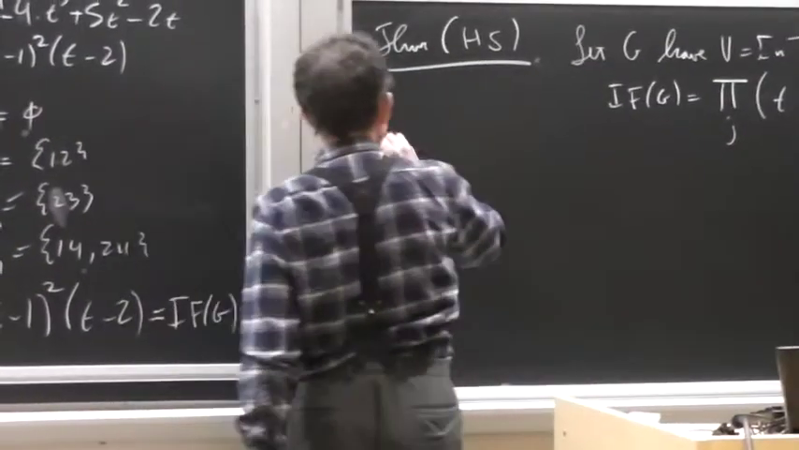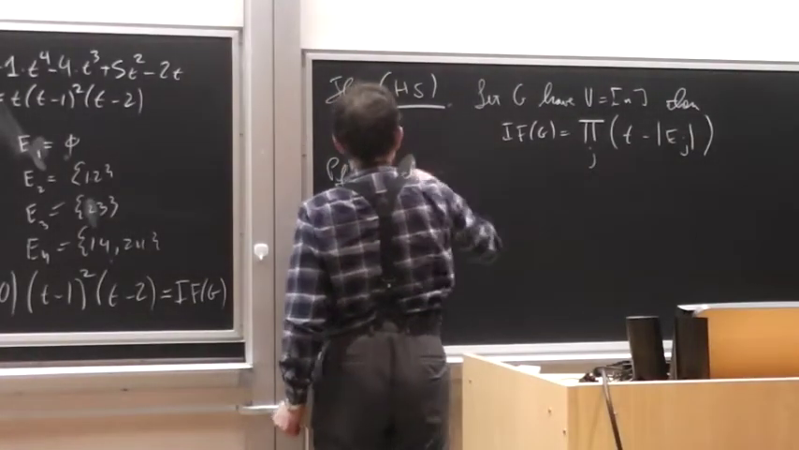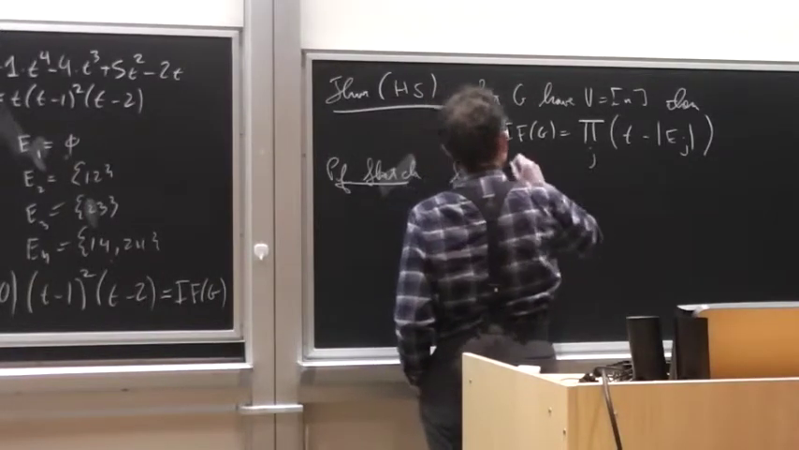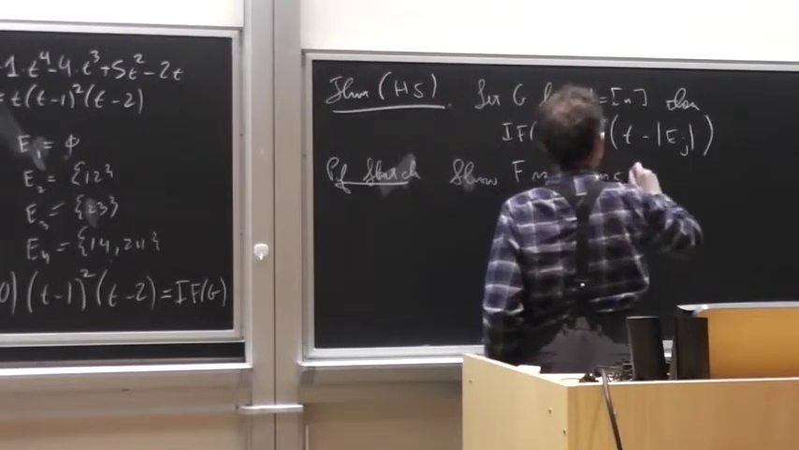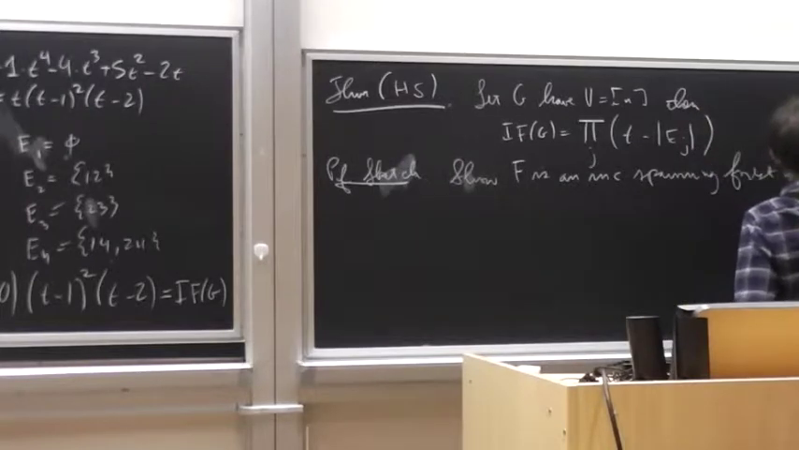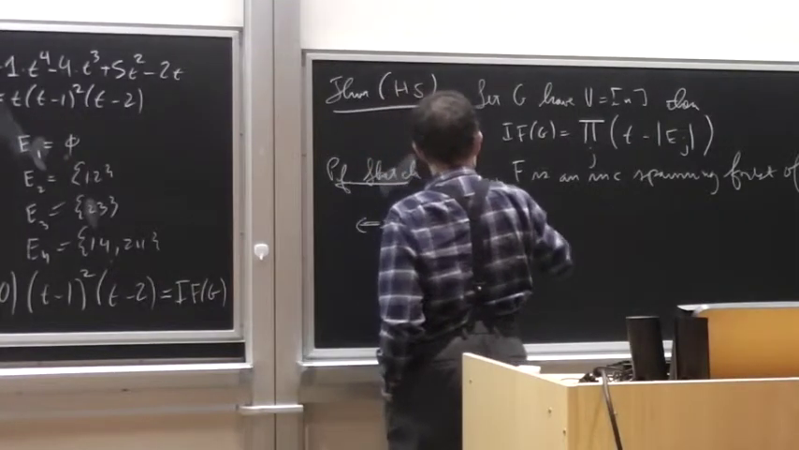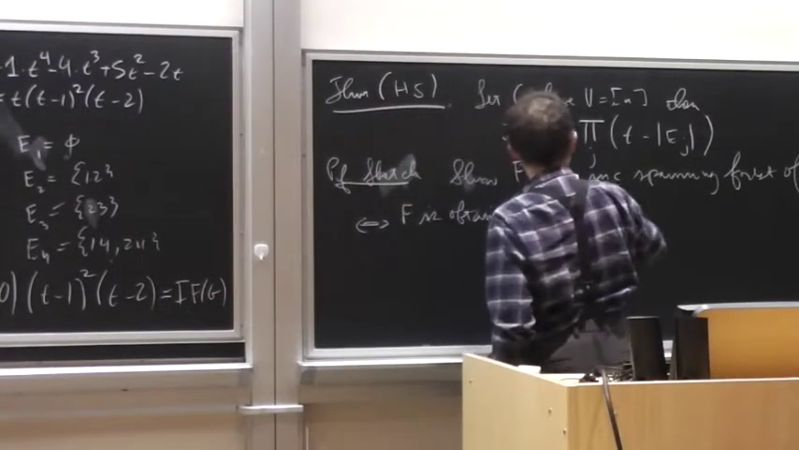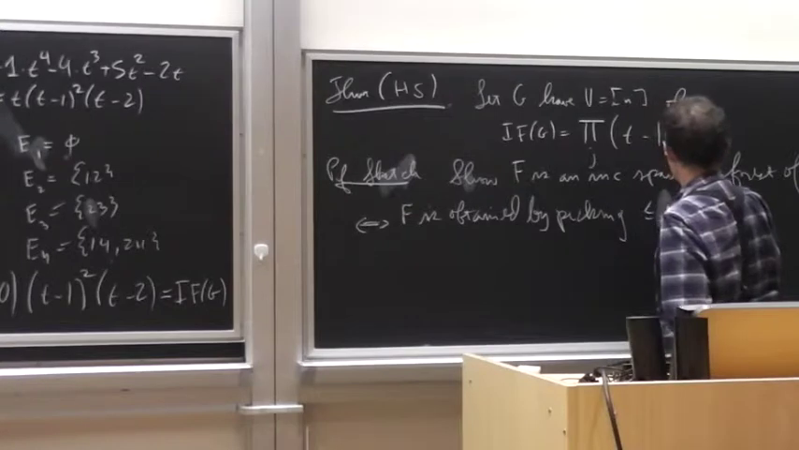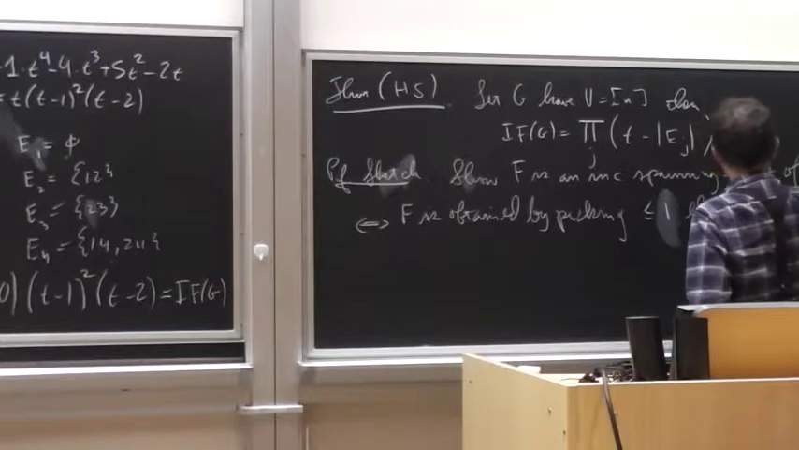So the crucial thing that's going on here is as follows. What you want to show is that F is an increasing spanning forest of G if and only if F is obtained by picking at most one edge from each.